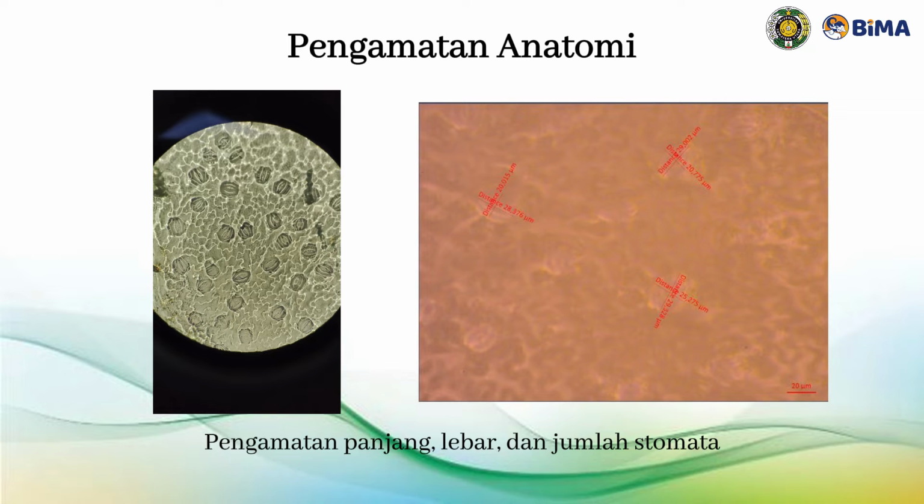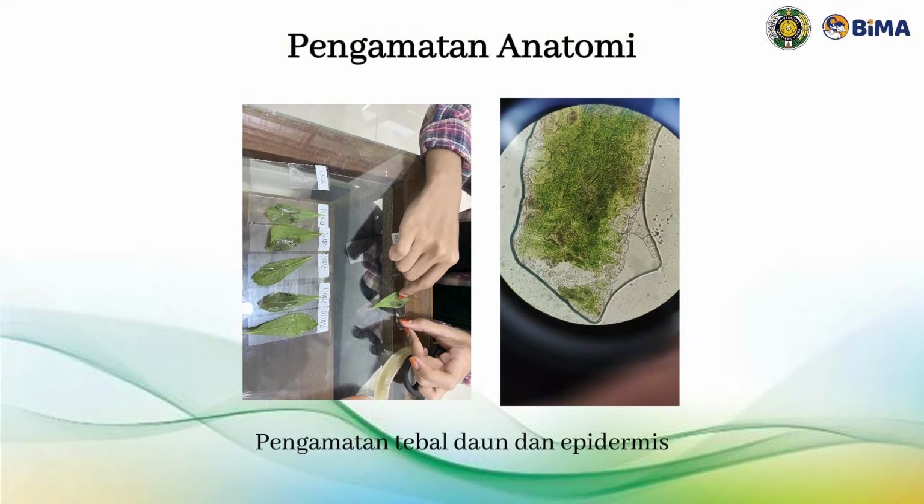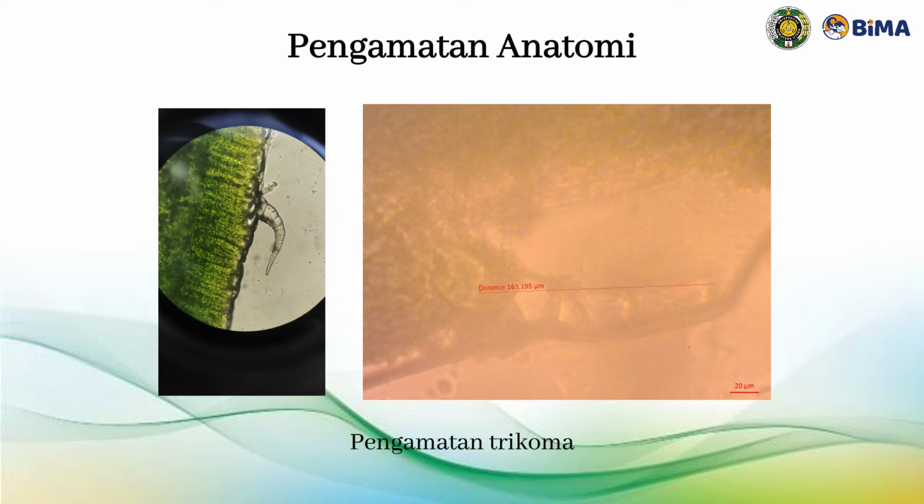Anatomical observations of stomata measure the length, width, and number of stomata. Observation of the anatomy of the epidermis and leaf thickness. Trichome observations were carried out to determine the length of trichomes per treatment sample.